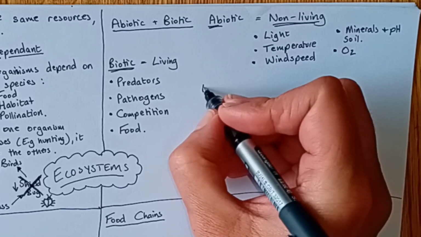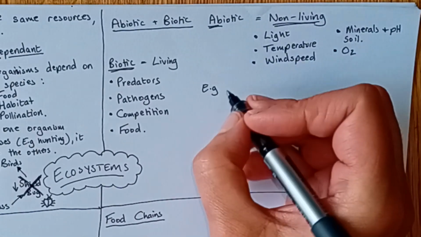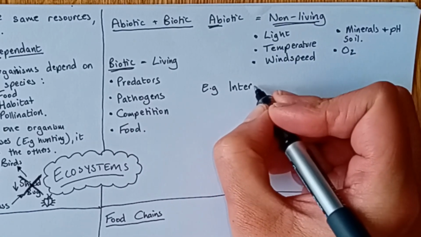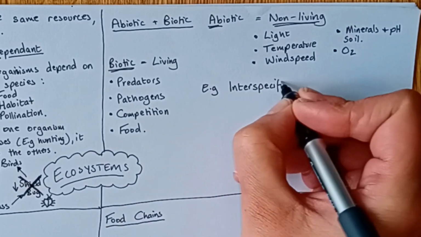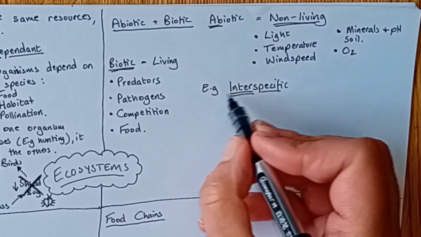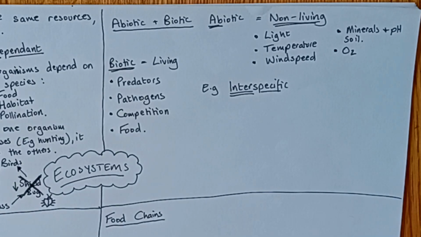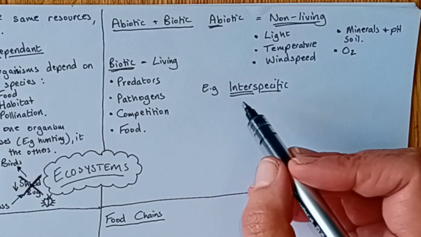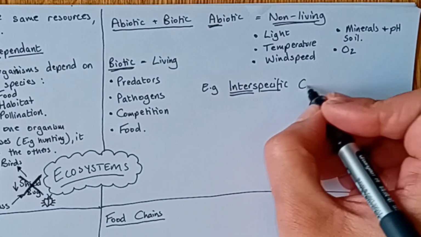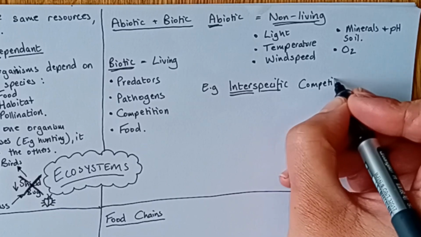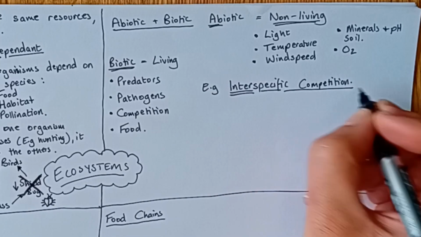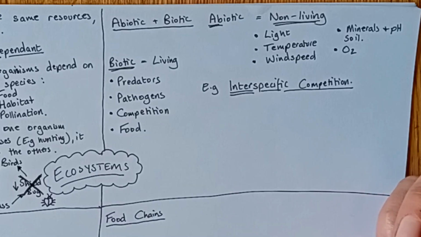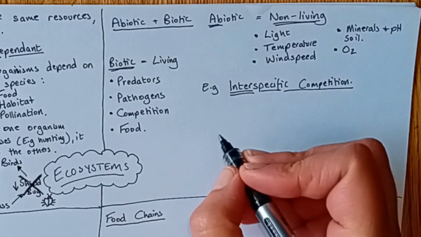Let's have a look at an example then of competition. We're going to look at an example of interspecific competition. Inter means in between. So interrail is when you used to go around different countries in Europe. So interspecific means between species. And the interspecific competition we're going to think about is an example from the UK of the grey squirrel compared to the red squirrel.